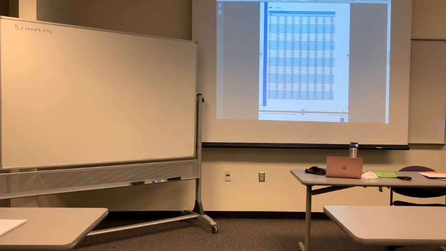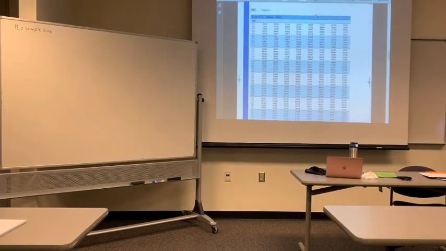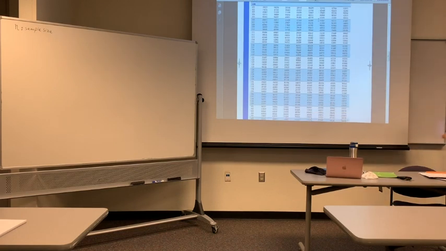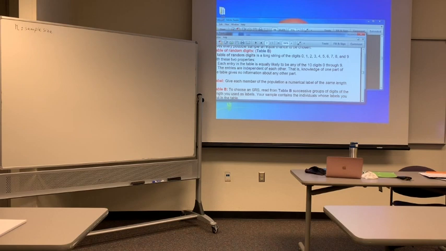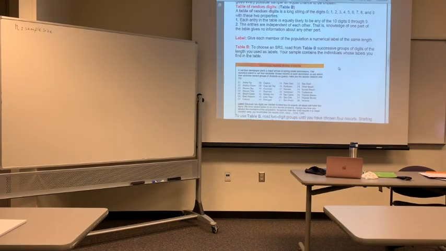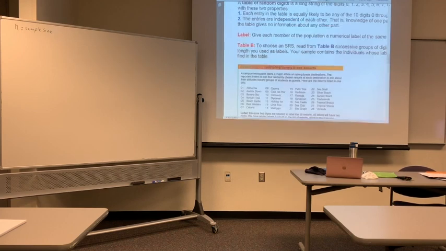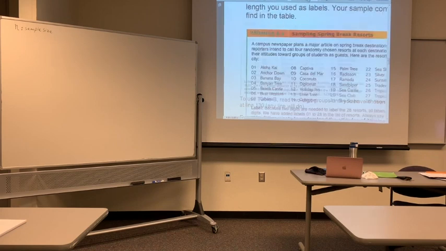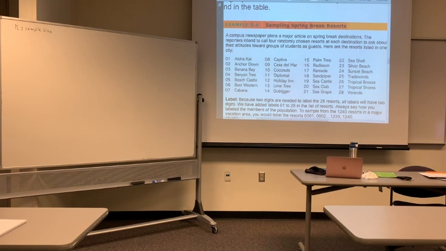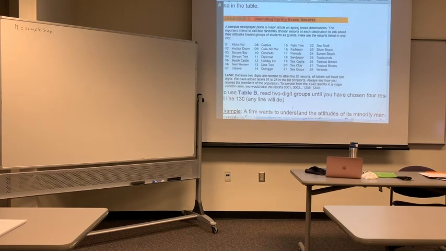Okay? So now I will show you an example. In the example, we will see how we can choose the sample. You have the table card, so you can go back to the table and see what I'm talking about. It says, a campus newspaper plans a major article on a spring break destination. The reporters intend to call 4 randomly chosen resorts at each destination to ask about their attitude toward groups of students as guests. Here are the resorts listed in one city.